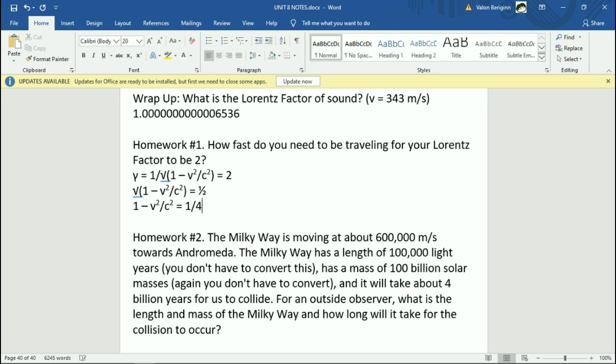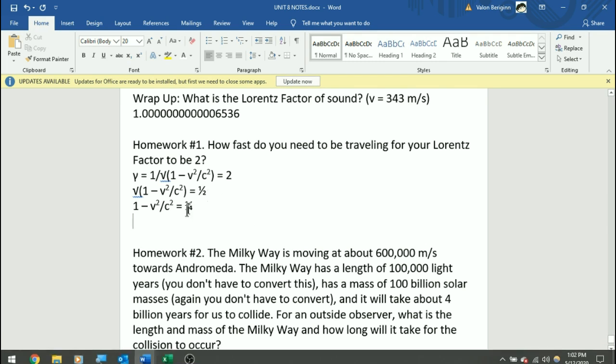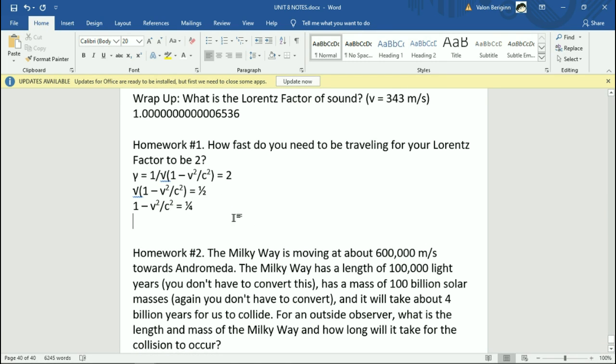And therefore, 1/2 becomes 1/4. Okay, now I feel satisfied. So 1 minus this equals 1/4. Therefore, this is going to equal 3/4.